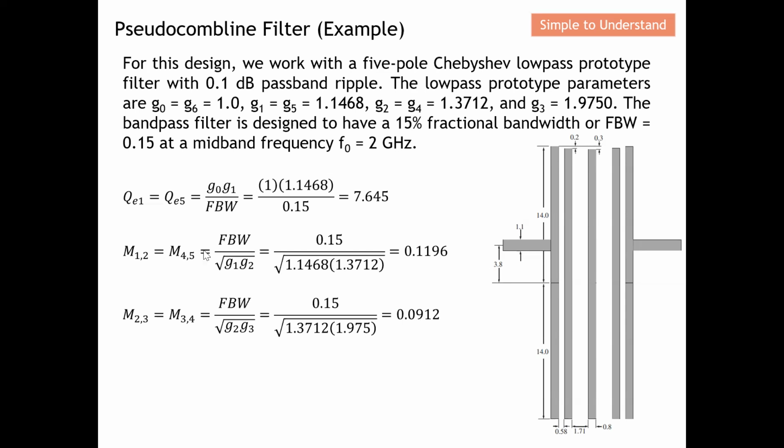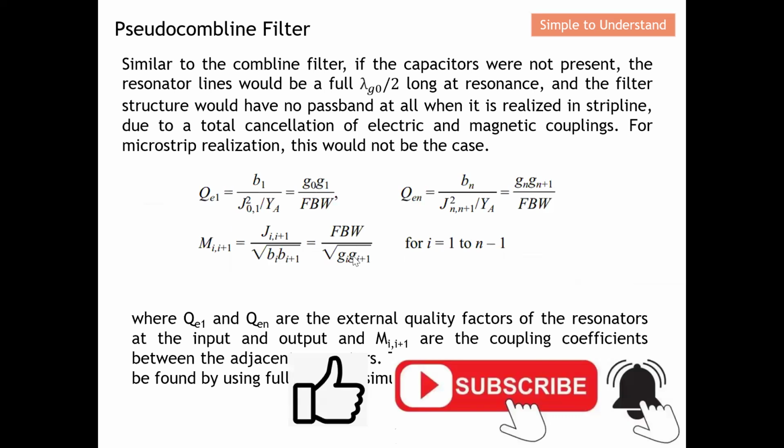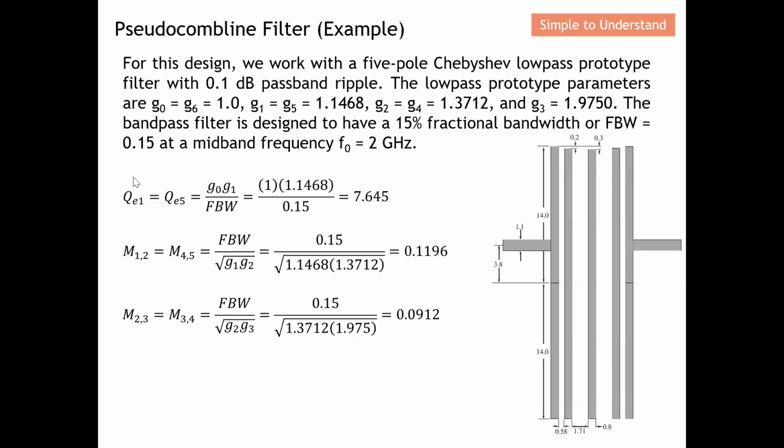These are all the formulas which I have shown to you earlier on. These are all the set of formulas. From here you can calculate the QE1 and QE5. QE1 and QE5 will be the input and the output here. So this will be the so-called QE1, and also the QE5, for the input and also the output.